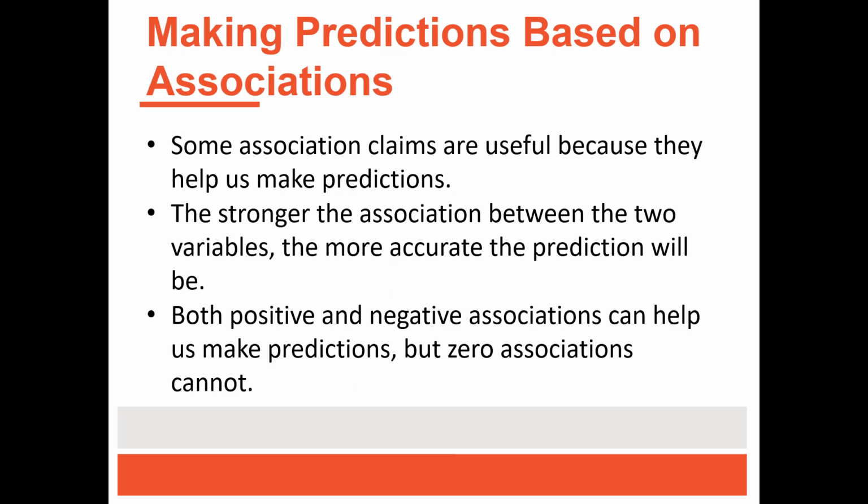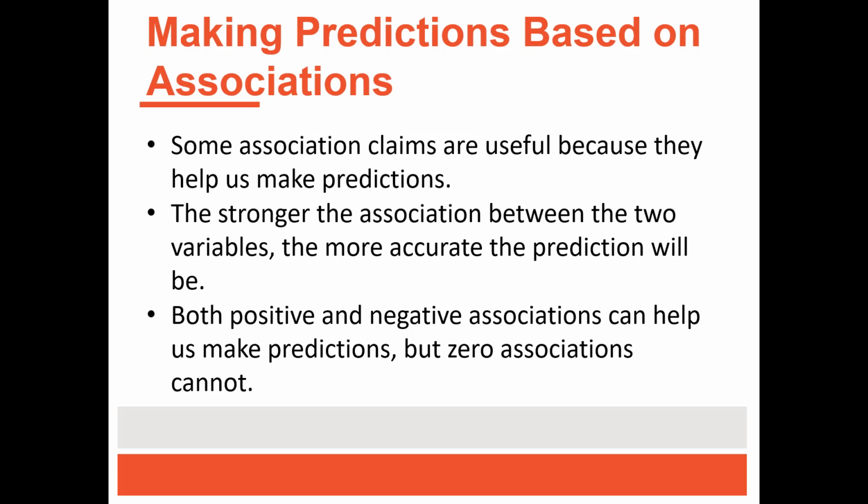Some association claims are useful because they help us make predictions. Making a prediction based off of an association claim helps to make our estimates more accurate. But we can never fully know what will happen in the future. I said before that association claims do not show that one variable causes the other to change, only that we observe them both changing together.